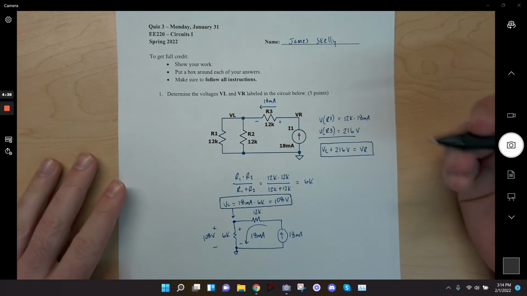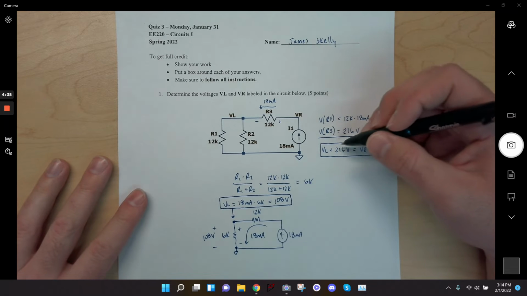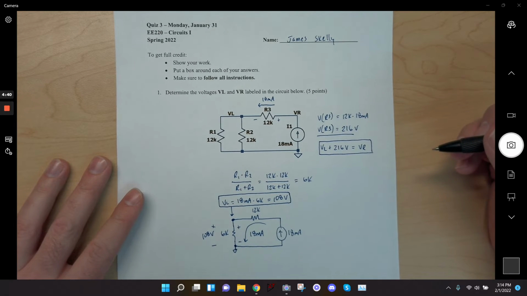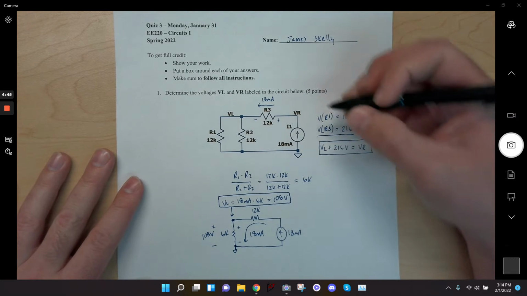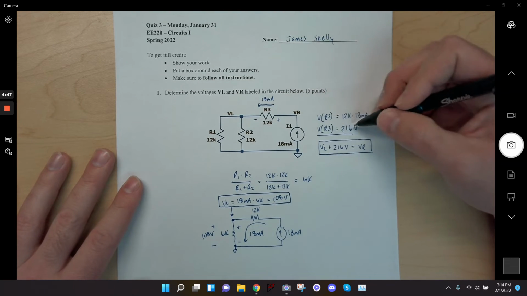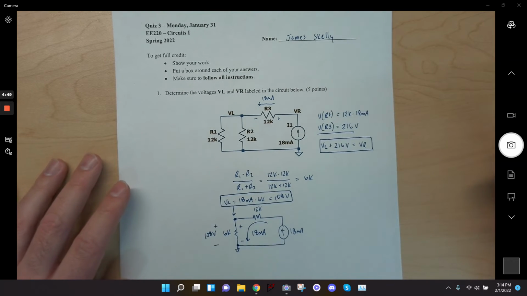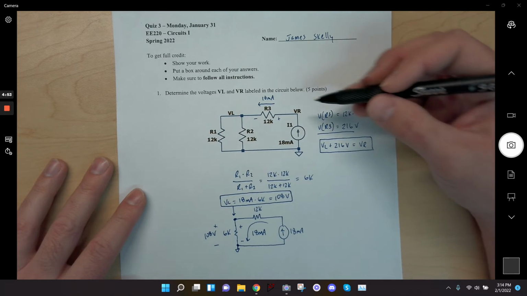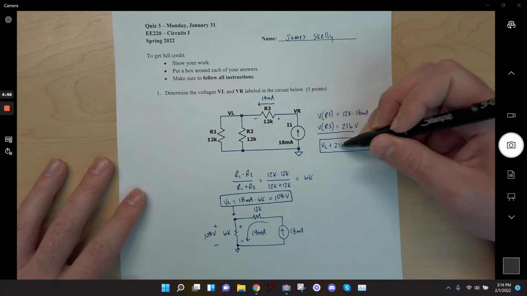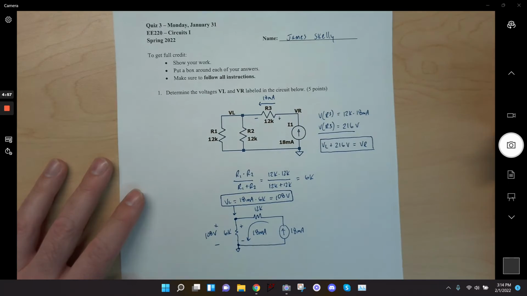Well, what a lot of you guys did in this case was you found this 216 volts at the very beginning, or maybe you found it at the end, and then you said that that was what VR was. You said that VR was equal to 216 volts, neglecting to realize that this voltage that you found here is not the voltage VR. Rather, it's the voltage dropped across R3. Okay?